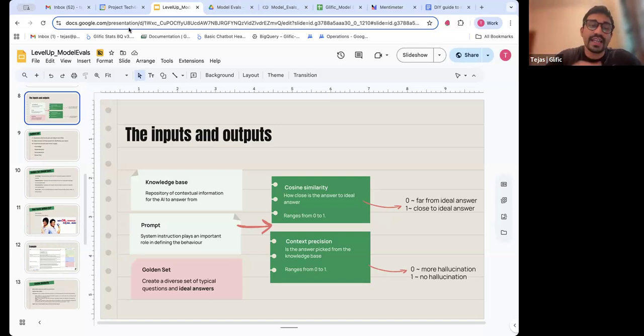Then you can test: when you ask it a tricky question, does it actually go on answering, or does it stick to your prompt, not answer the question, and stick to the guardrails you have provided? Those are the major checks you should be able to perform.